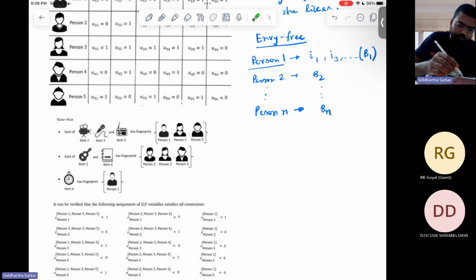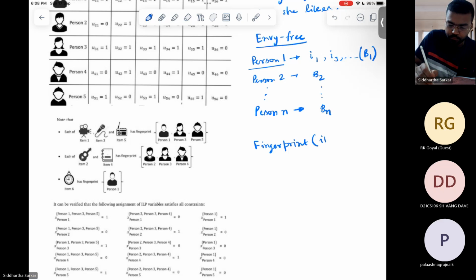For every item, we define something called a fingerprint. We have a function called fingerprint, which acts on an item. The fingerprint of an item is nothing but the set of persons who like that item.